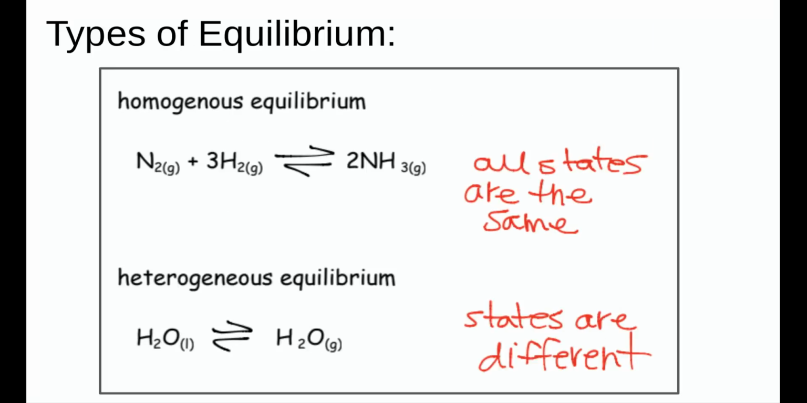And then we also have a homogeneous equilibrium. So this is when all the states are the same. So in this example, all of the reactants and the products are gas. And then our heterogeneous equilibrium is when the states are different. So our phase equilibrium, where liquid water went to water vapor, that's a heterogeneous equilibrium because you are changing state.